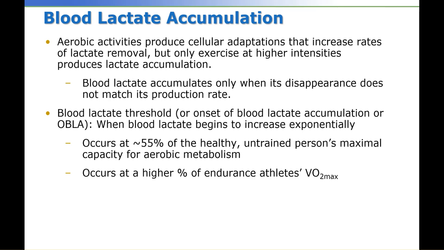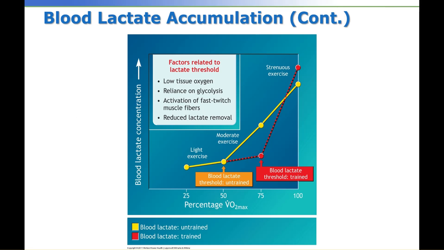Okay, when blood lactate begins to increase exponentially, it occurs at about 55% of the healthy untrained person's max capacity for aerobic metabolism, and then it occurs at a higher percentage for endurance athletes, people who are trained. So that's what this talks about here. It basically shows blood lactate concentrations for trained and untrained subjects at different levels of exercise expressed as a percentage of max oxygen uptake.